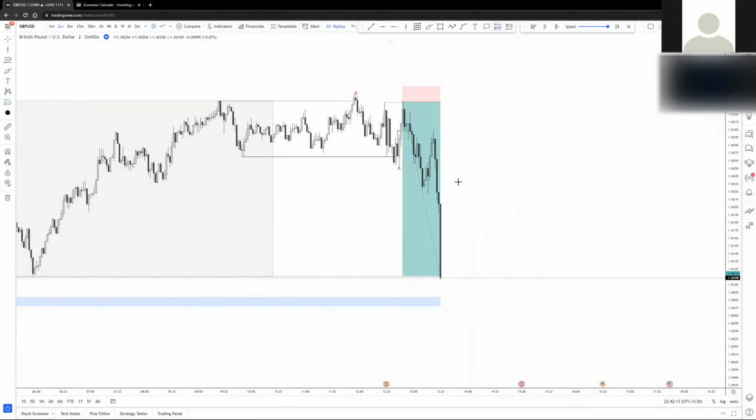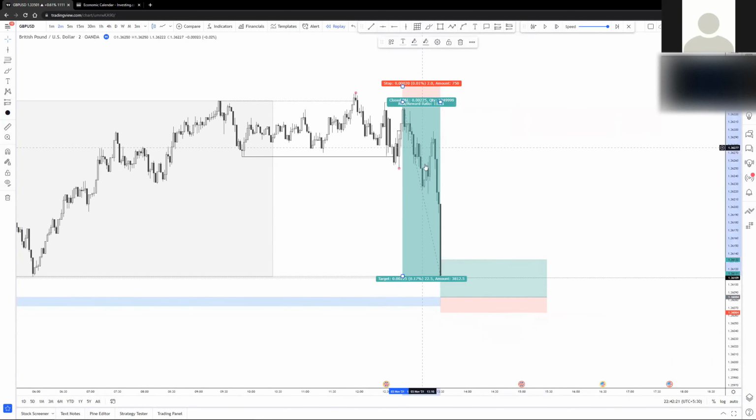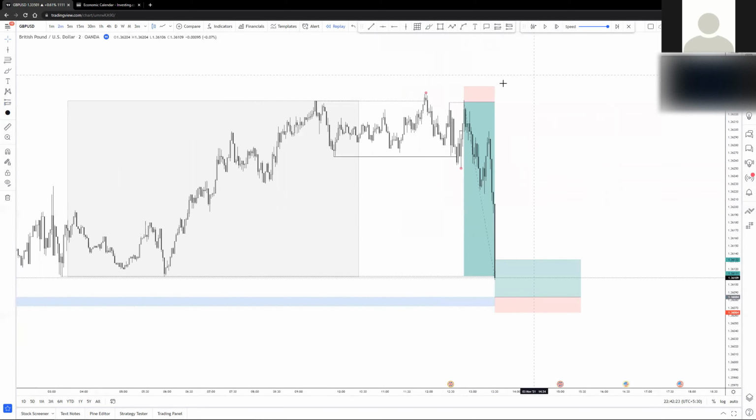But look how perfect time and price is. 1:30 p.m., it reached this. Now what you could do is buy it. Now I'm risking the whole profit on this.